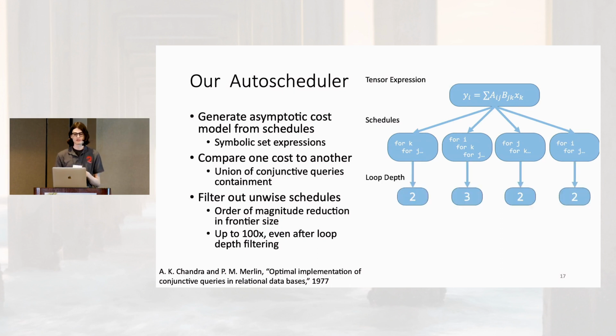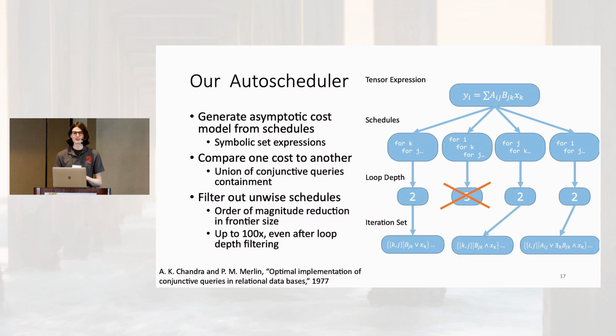So in the case of loop depth, we generate our model by counting the number of loops. And then we filter by using less than. But if we're going to use our iteration sets, or our sets of tasks, we'd generate those by compiling the schedule. And then we can compare them to each other using set containment.